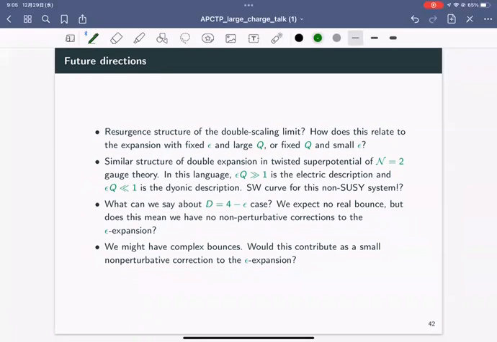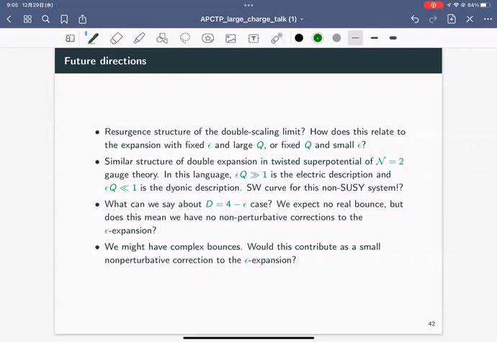Small epsilon. A similar structure with double expansion in twisted superpotential in N equals 2 gauge theory, right? Because this language, epsilon times Q much greater than one, is the electric description, and epsilon times Q much less than one would be the ionic description. So maybe there is some Seiberg-Witten curve for this non-SUSY model that'll be exciting, but it's a far-fetched dream, but it'd be exciting. Also, what can we say about d equals 4 minus epsilon?